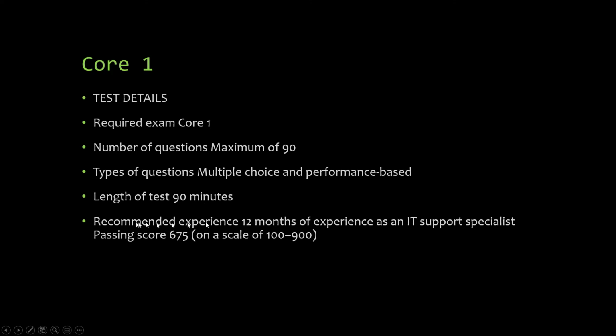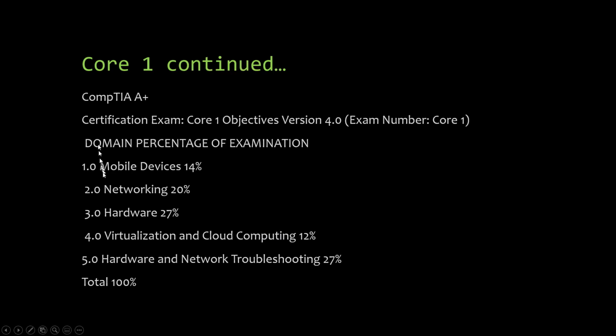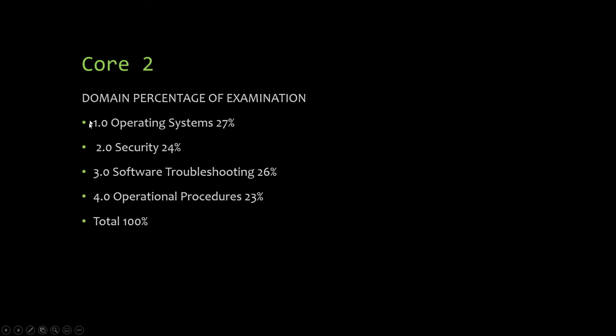They recommend 12 months experience as an IT support specialist with a passing score of 675, but it doesn't have to be perfect. This is where I say that it is important, as mobile devices and virtualization and cloud computing is about 26% of the test. But if you put hardware, networking, and troubleshooting together, it counts for almost 75% of the core one test. Core two is a little harder, but still not completely hard, and it's a bit more evenly distributed.